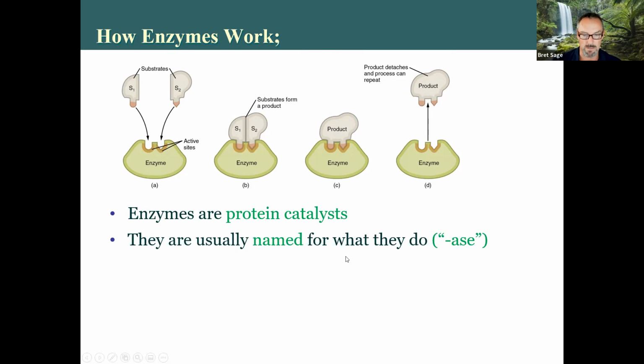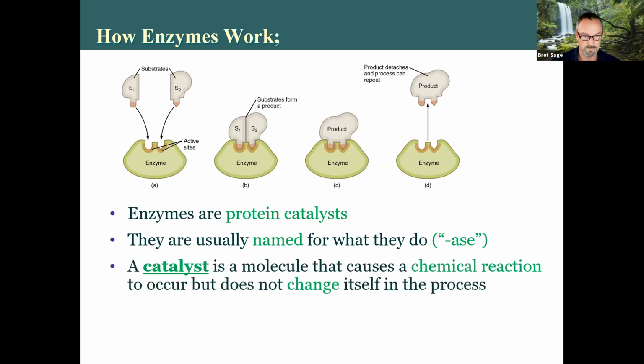They're usually named for what they do, so you can look at the name of an enzyme and tell what it does. The suffix ASE is usually added onto enzymes, but not always. There's a few that we'll talk about that don't have that ASE ending. By the way, OSE, like glucose and fructose, is the suffix for sugar. A catalyst is any molecule that causes a chemical reaction to occur, but does not change itself in the process.